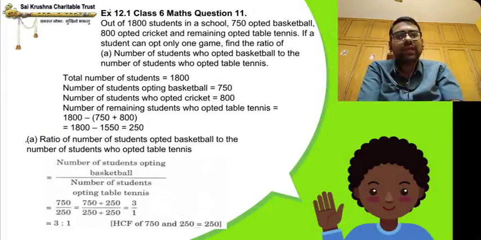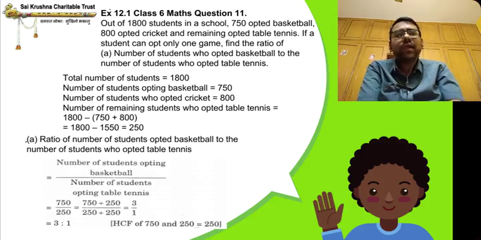Exercise 12.1 class 6 maths, question 11. Out of 1,800 students in a school, 750 opted basketball, 800 opted cricket and the remaining opted table tennis. If a student can opt only one game, find the ratio of number of students who opted basketball to number of students who opted table tennis.